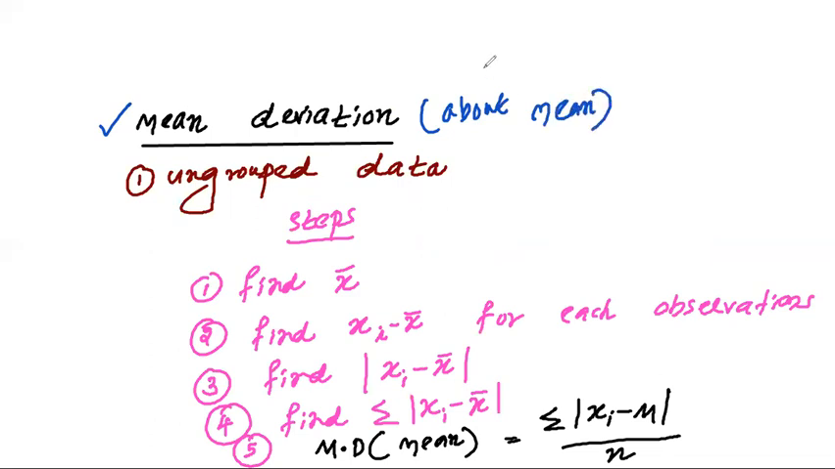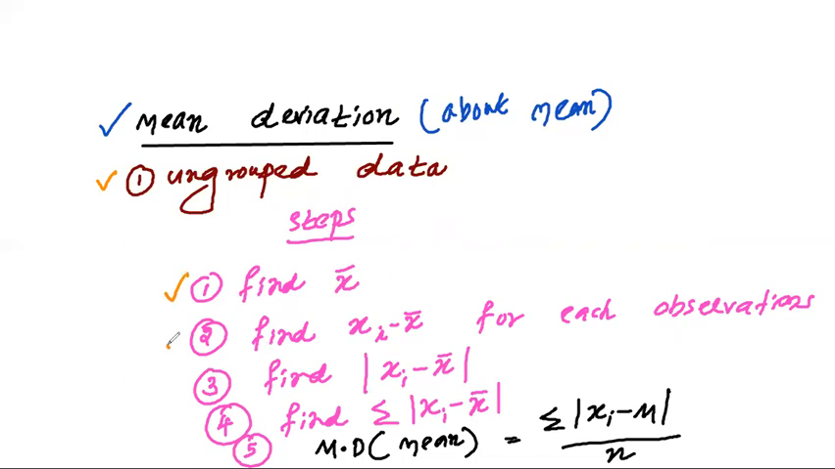Mean deviation about the mean, we have to discuss for two cases. First case is ungrouped data. Actually, first of all, let me tell you how to find mean deviation about the mean of an ungrouped data. If you are given an ungrouped data, first you find X bar. X bar means the mean of that ungrouped data.